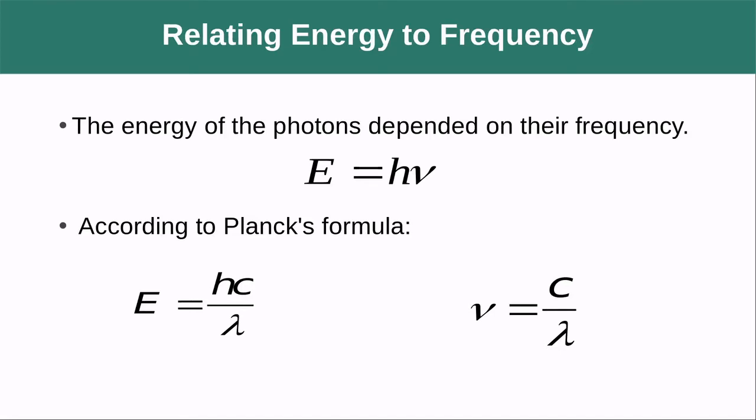So if we have these equations now that the energy is equal to Planck's constant times the frequency, we can substitute in our idea that frequency is equal to the speed of light divided by lambda, and we now have an equation that's going to relate energy to wavelength as well.